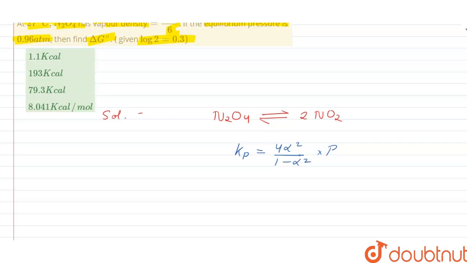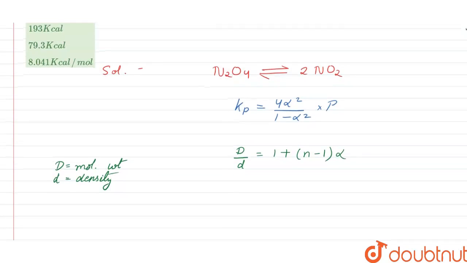Now how can we calculate alpha? For this we will use another formula that can be expressed as D by d is equal to 1 plus (n minus 1) whole alpha, where capital D is the molecular weight and small d is the density. N is the number of moles present in the equilibrium. Then we can put the values here.